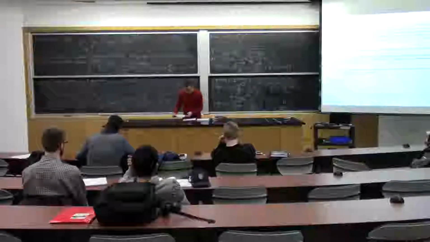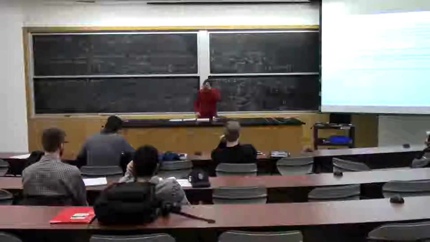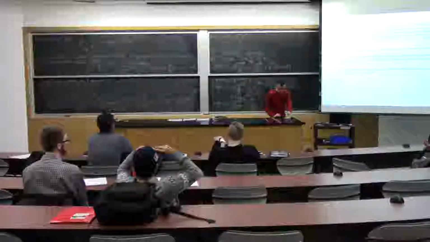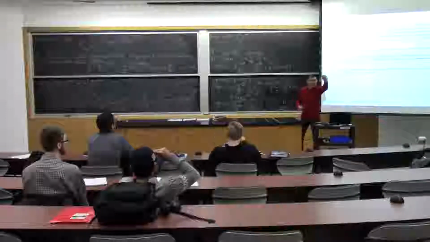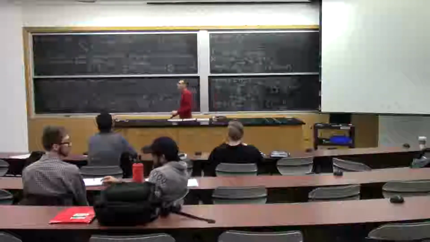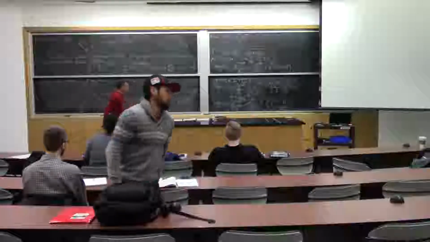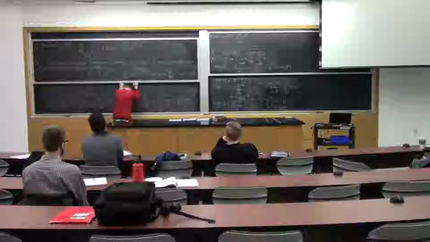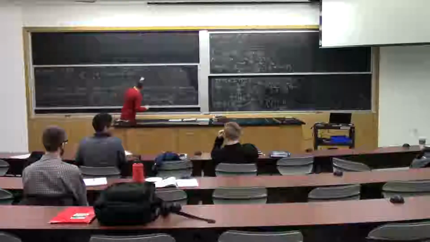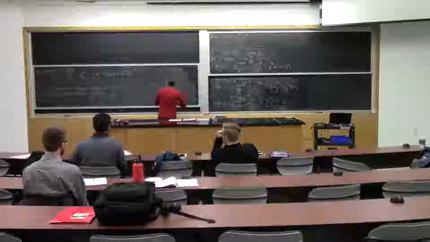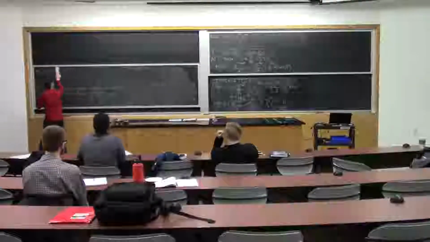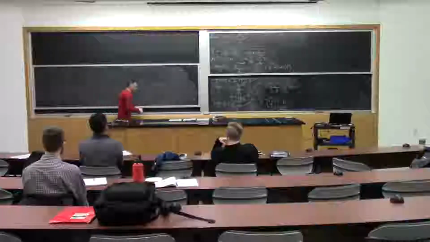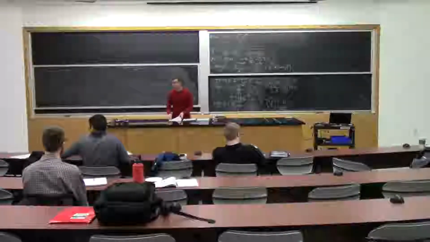Now I want to continue developing the theory a little bit. So, what I want to do next is start talking about finding average values for properties of our system. Because really, we're talking about probabilities.